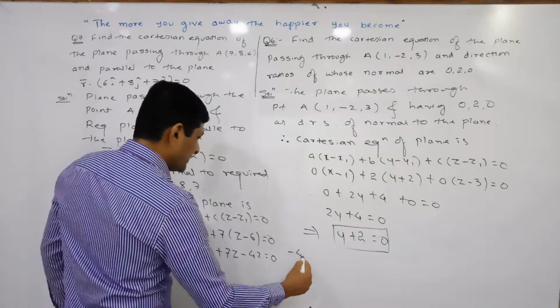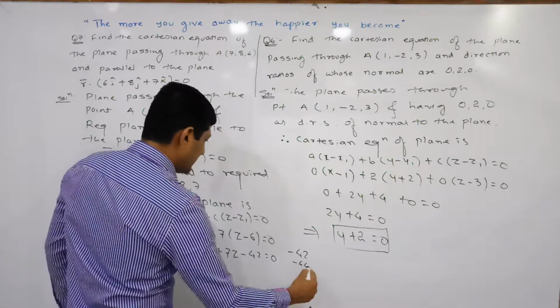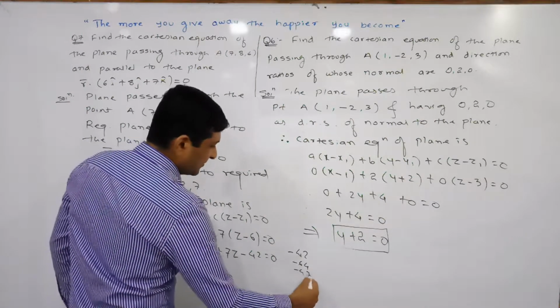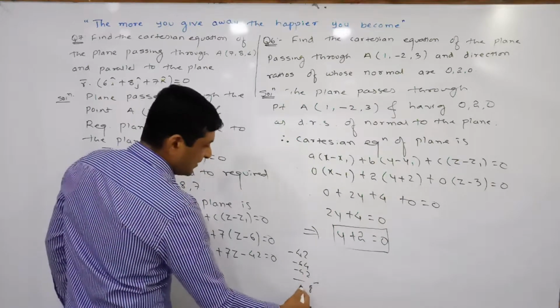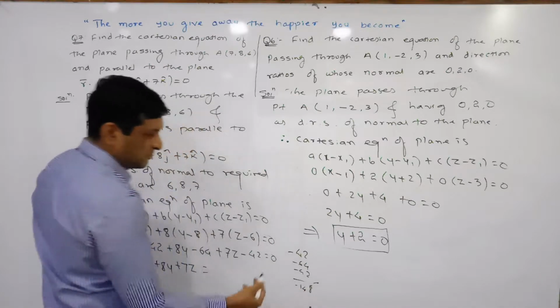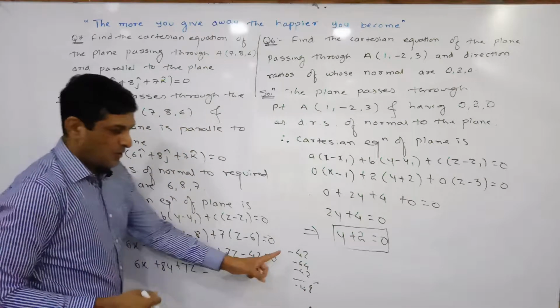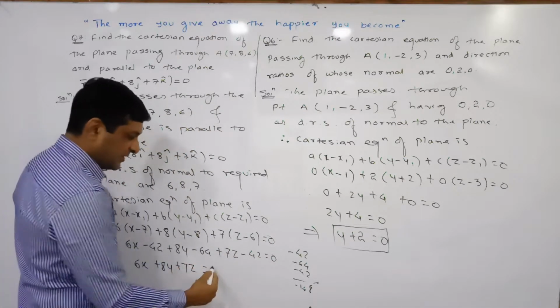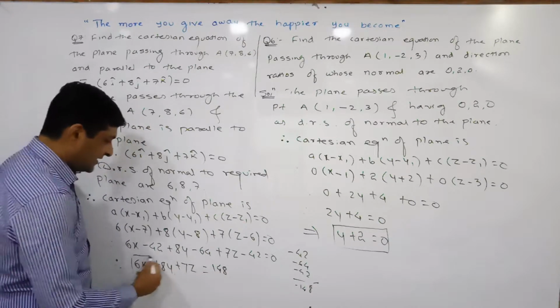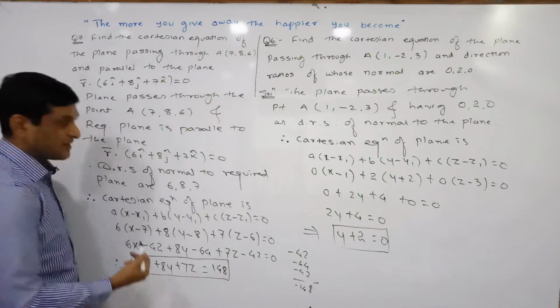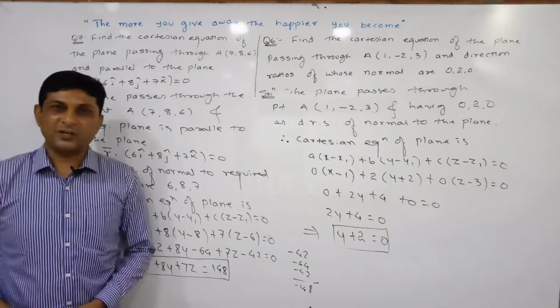Minus 42, minus 64, and again what? Minus 42. See what is the addition? Here we will get 8 and here we will get 14. So minus, keep it as it is, minus 148. On this side, on the right hand side, will become what? 1 plus 148, and in this way we have got our required Cartesian equation of plane.